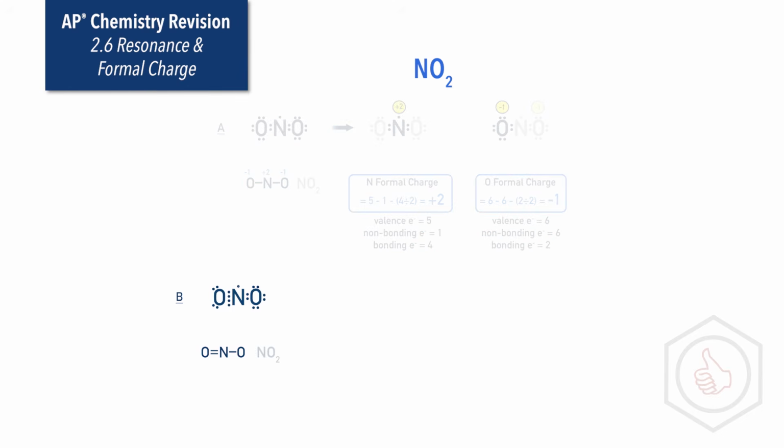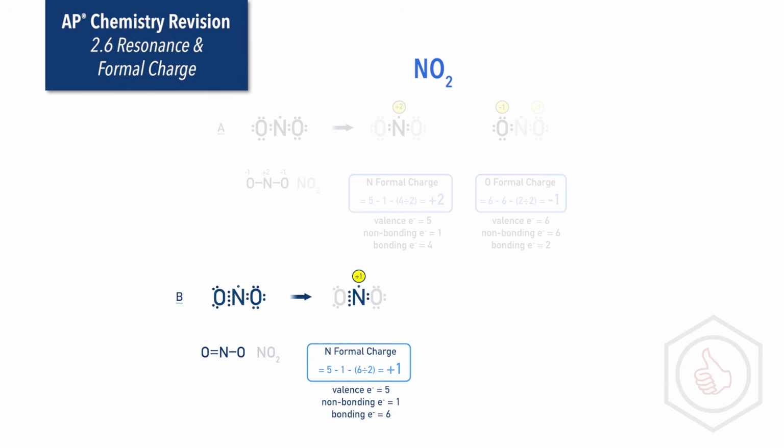In the second structure, the formal charge of the nitrogen is going to be 5 minus 1 minus 6 divided by 2, because again, the valency of nitrogen is 5 outer electrons to start with. It again has one non-bonding electron, but this time has 6 bonding electrons around it. So therefore, 5 minus 1 minus 6 divided by 2 equals 1.